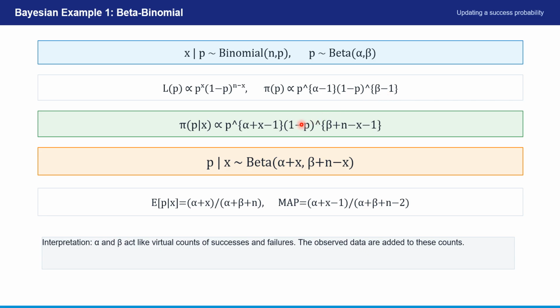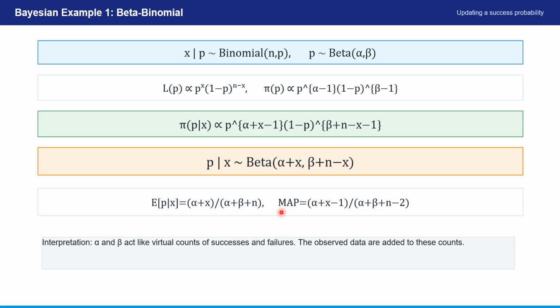Combine powers of p and 1 minus p. We get p^(alpha plus x minus 1) times (1 minus p)^(beta plus n minus x minus 1). This is the kernel of a beta distribution. Therefore, p given x follows beta(alpha plus x, beta plus n minus x).